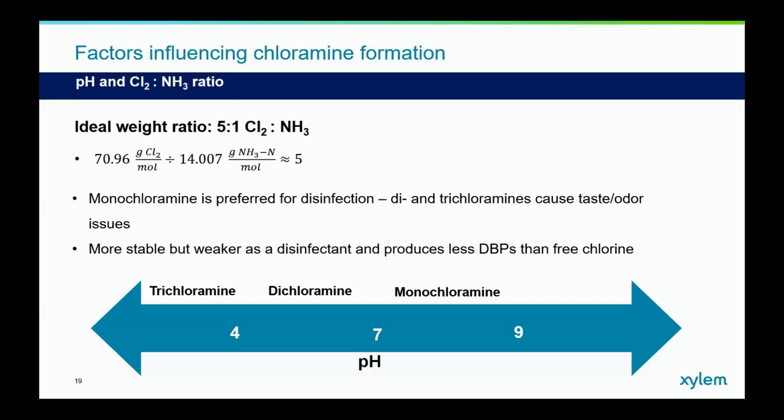Monochloramine is less reactive than chlorine, hence it is more stable as a disinfectant. It is also a weaker disinfectant for the same reasons. Since it is more stable, it has a longer lasting residual than free chlorine. However, it produces less disinfection byproducts, and that is the goal in a chloramination disinfection scheme.